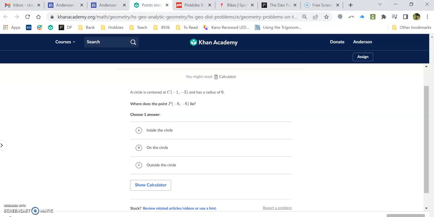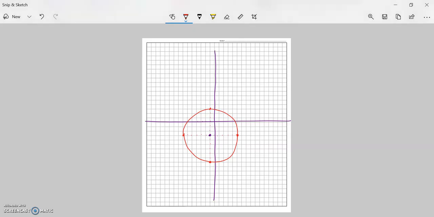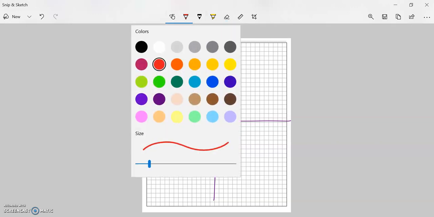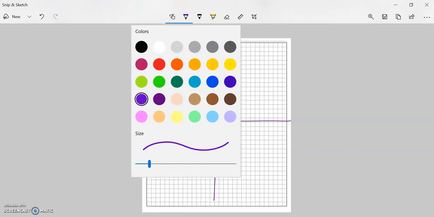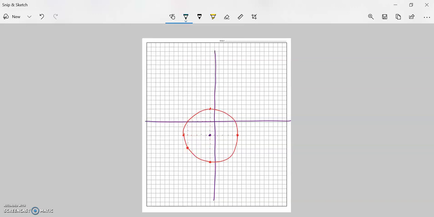And now let's see which point they want us to find. -6, -6. So 1, 2, 3, 4, 5, 6. 1, 2, 3, 4, 5, 6. Ooh, it's close. So we're going to check from our center. I'm going to change that color so it stands out. Green. Okay, so we're going to do a Pythagorean theorem from there over to there.